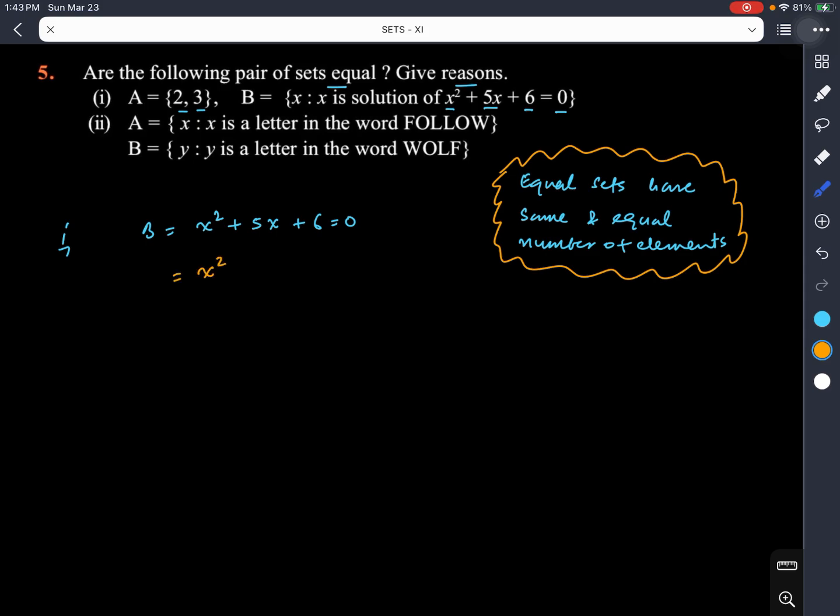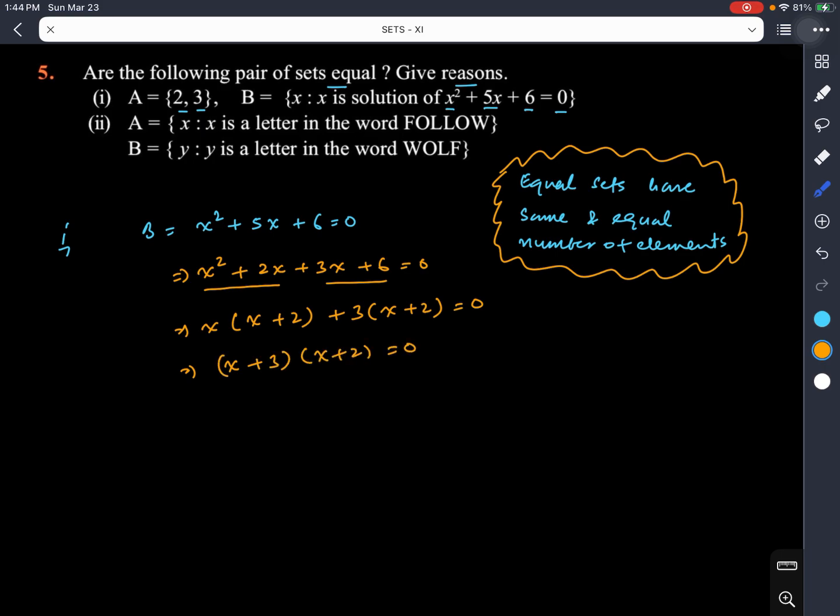So we'll be having x squared plus 2 times x plus 3 times x plus 6 is equal to 0. So taking x as common factor in these two, this will be x times x plus 2, and taking 3 in these two as common factor, we'll be having 3 times x plus 2 is equal to 0. So thus we'll be having two factors, x plus 3 times x plus 2 is equal to 0. On solving this, we'll be having two values as x is equal to -3 and x is equal to -2.